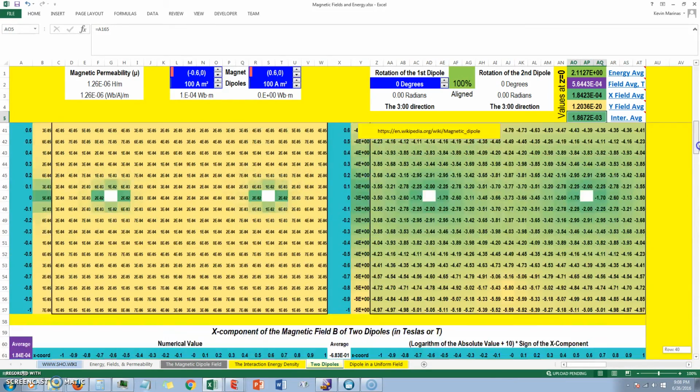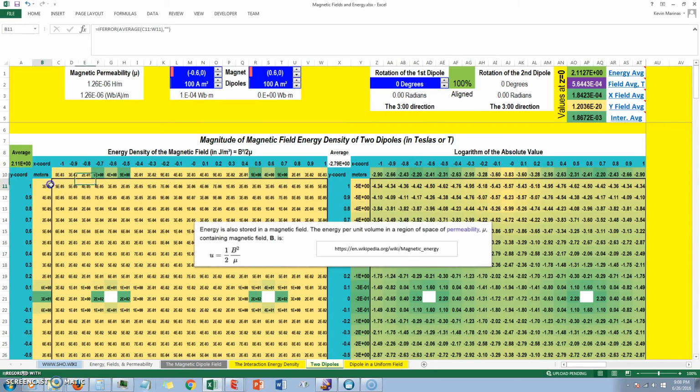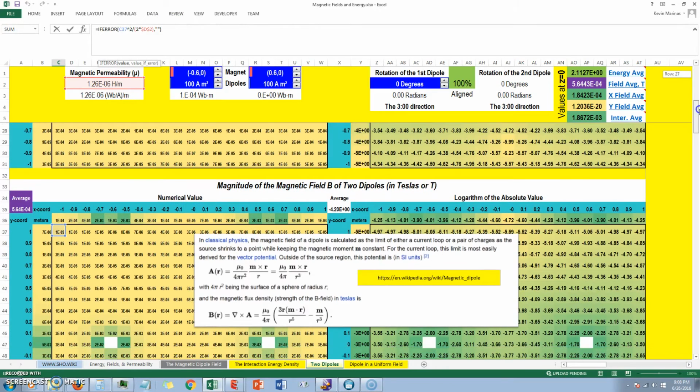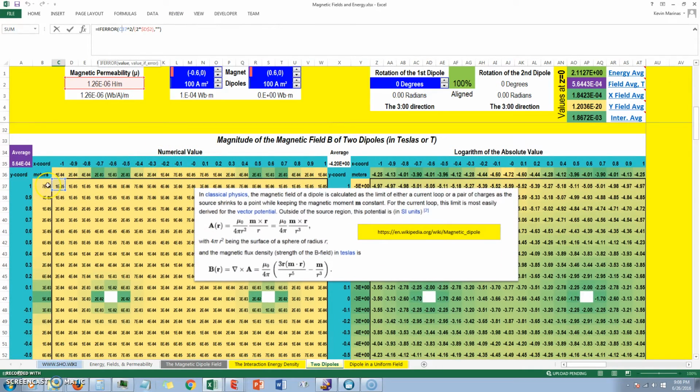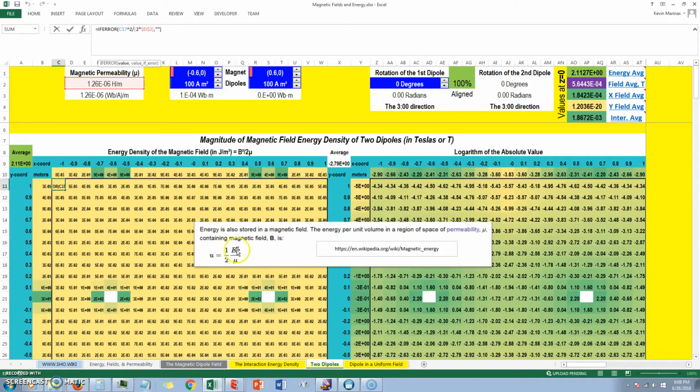So, that's pretty much it for that. We'll just go ahead and look at here. Here's the energy density of the magnetic field. So this would be the whole. So this is just the magnetic field B squared divided by twice the magnetic permeability. So the magnetic field B, we take the norm of that, we square it, we divide by twice the magnetic permeability. So the field average in Teslas, whatever.